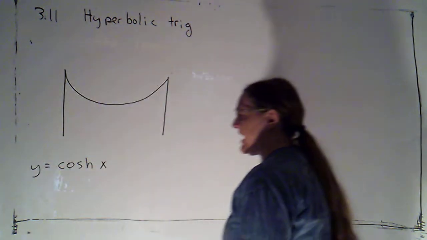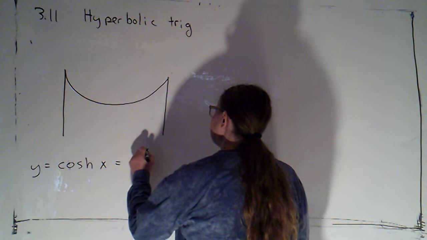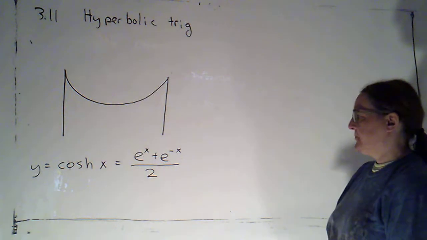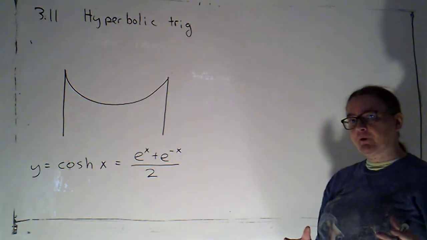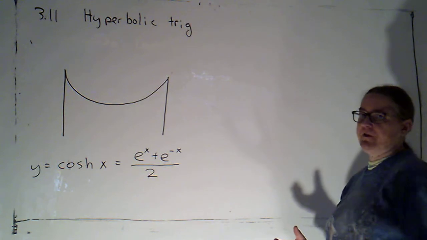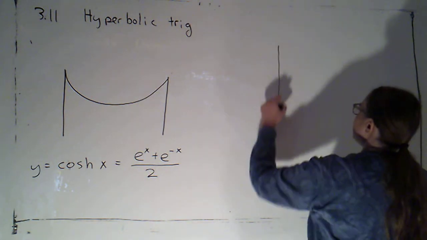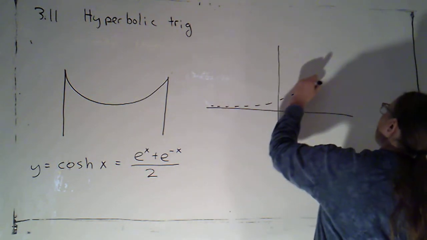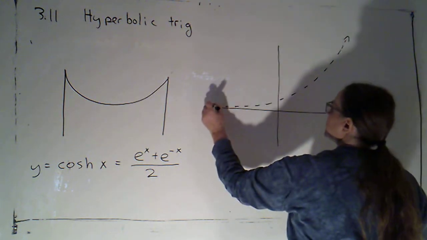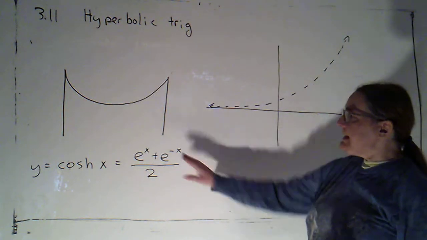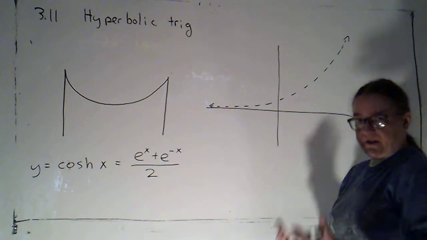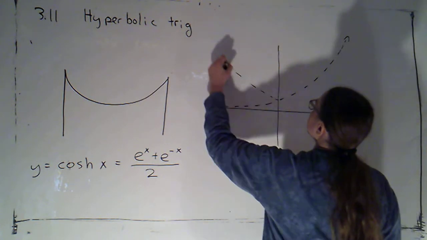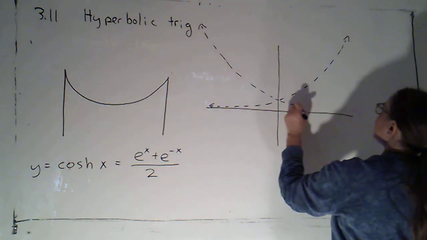Now, what is cosh x? Well, the formula for it is that it's e to the x plus e to the negative x, divided by 2. So we build it as the average of two exponential functions. Let me just sketch those. If I have e to the x, now I'm going to just sketch this as a dotted curve, that would be exponential growth. And if I have e to the negative x, that's the reciprocal of e to the x, and that actually looks like exponential decay. So that would look something like so.